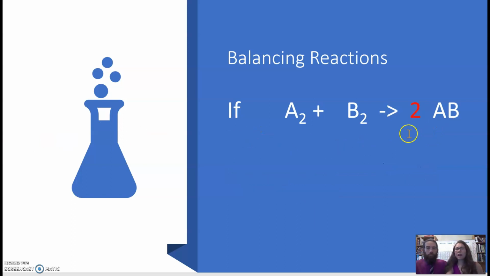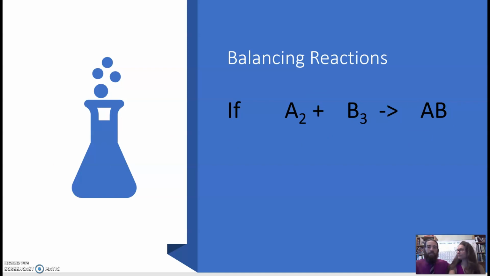So in order to balance with coefficients, this red 2 is what we call a coefficient. For two A's on the left, I need two A's on the right, and the only way I can do that is to add a coefficient. So if I have 2 in front, that means I have 2 entire AB's. So now I have 2 A's and 2 B's, and we're balanced. We're balanced.